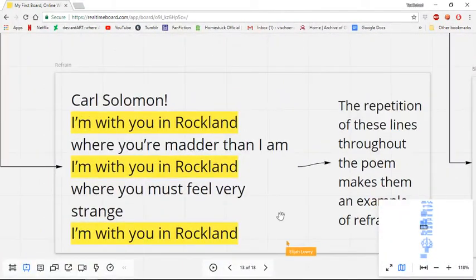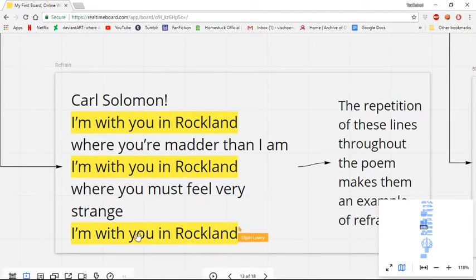This poem, written by Carl Solomon, is an example of refrain because this phrase right here, this sentence, repeats throughout the poem in order to create a beat or a similar point throughout the poem.